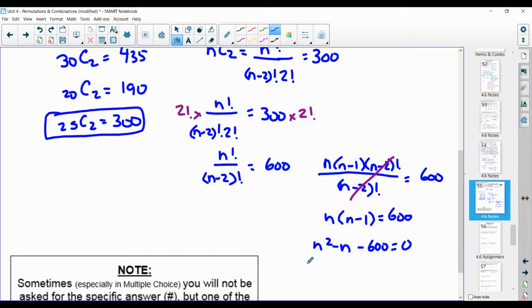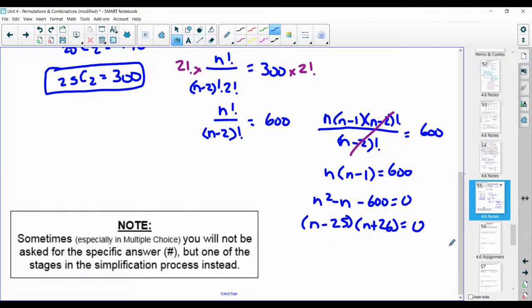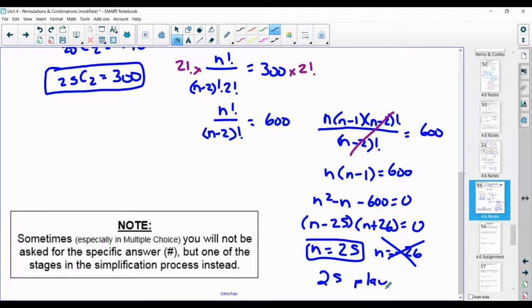And we need to factor, so there's maybe a little bit of guess and check here again, but our factors are going to be n minus 25 and n plus 26 equals 0. Now maybe not so much guess and check because we already did the question. We know what we're heading towards. If our middle term is only a difference of 1, that means our factors are only a difference of 1 as well. And so n minus 25 and n plus 26, that means that n equals 25 and n equals negative 26. Well, in the context of this question, negative 26 players on the ice doesn't make sense. So we have 25 players on the ice. So n equals 25, meaning 25 players.